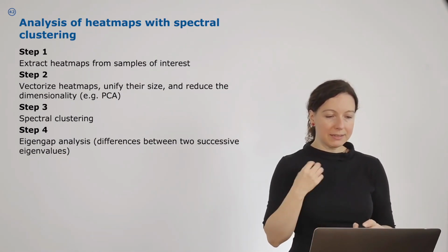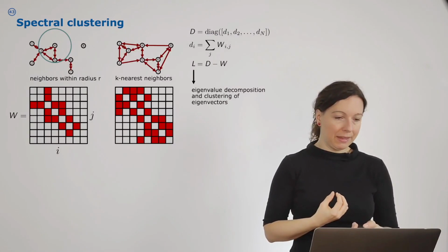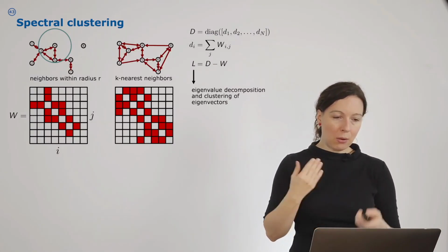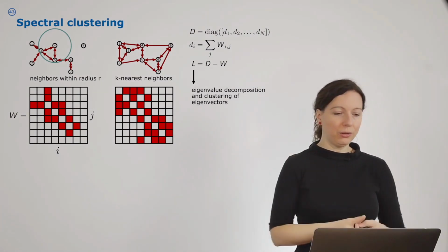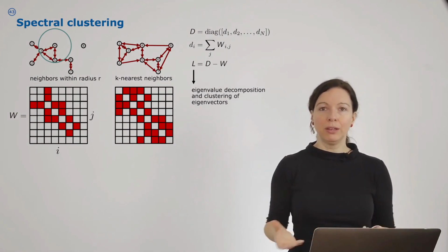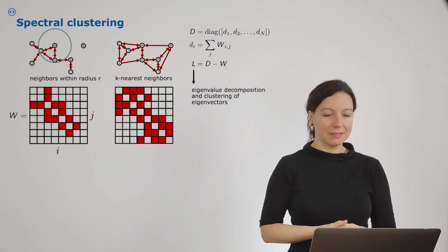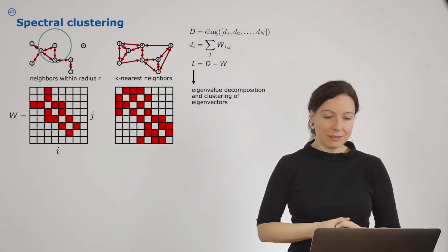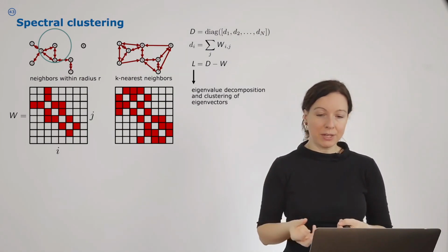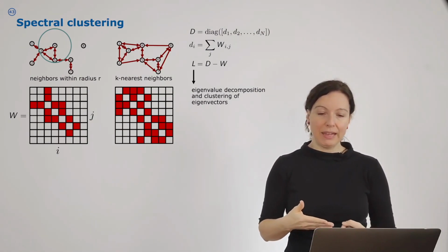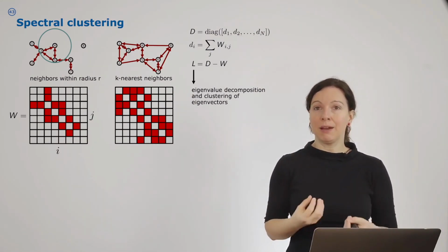But the important part is the spectral clustering. And so what is spectral clustering? It's a really cool tool you can use not only in this context, but also in other contexts. Spectral clustering clusters the data based on the similarities to each other. And for this we need a similarity matrix.